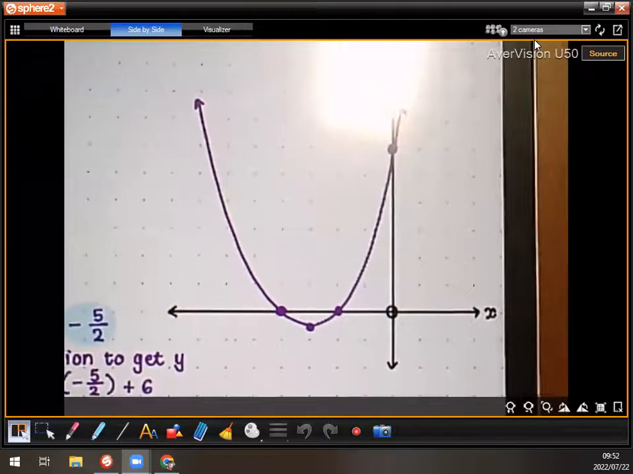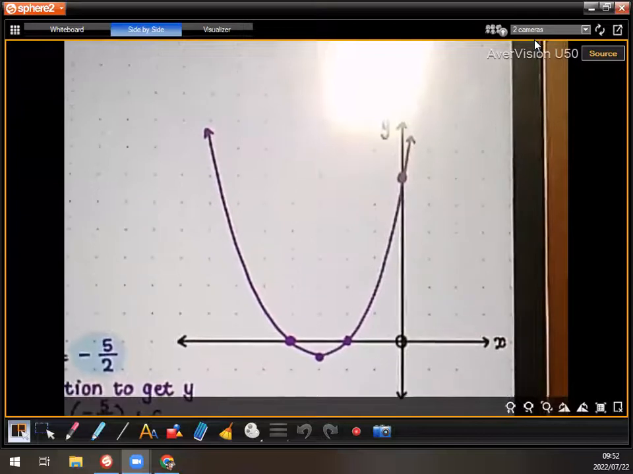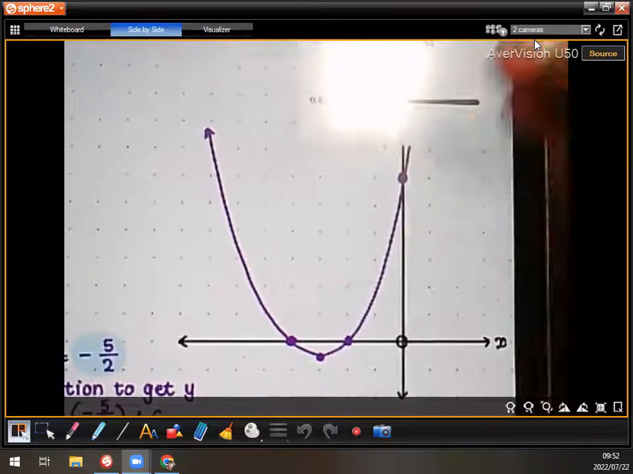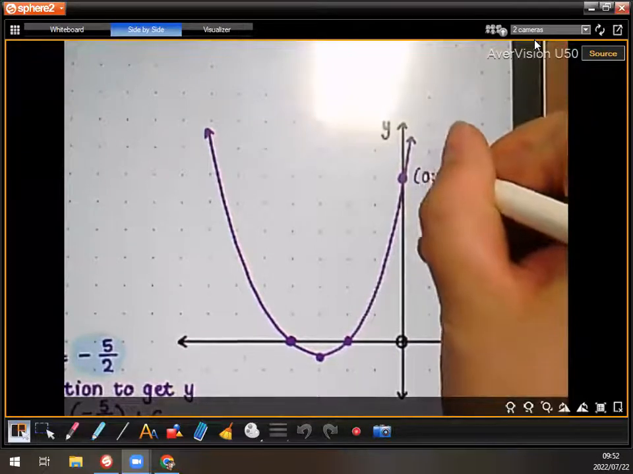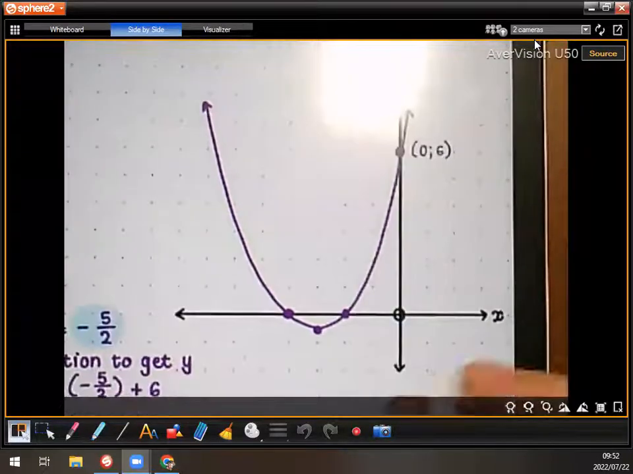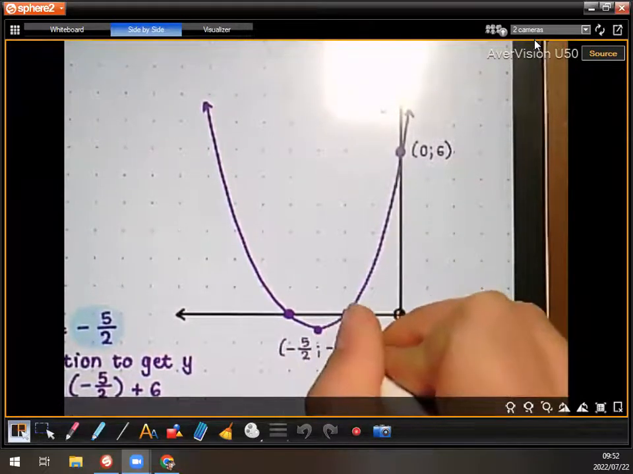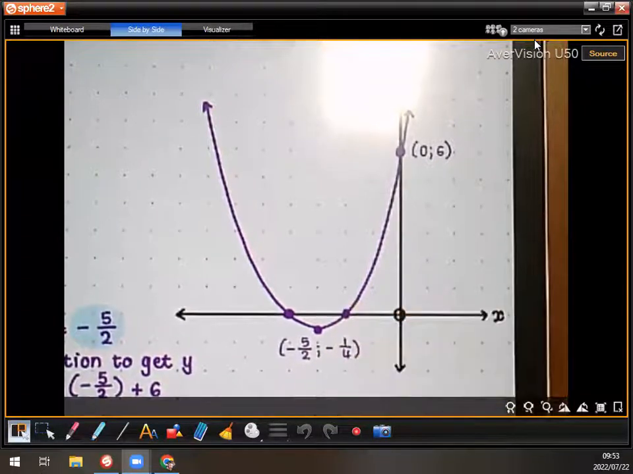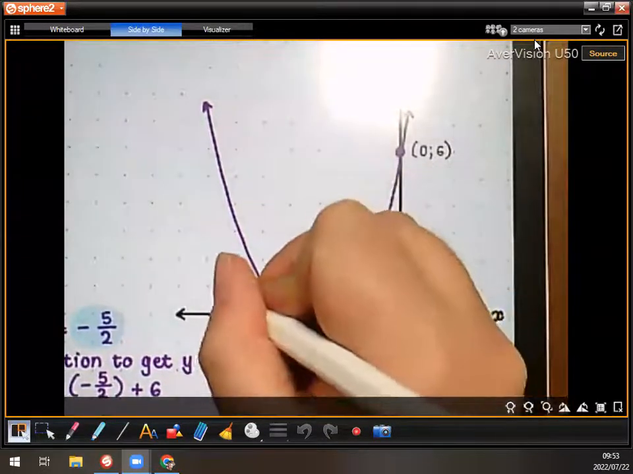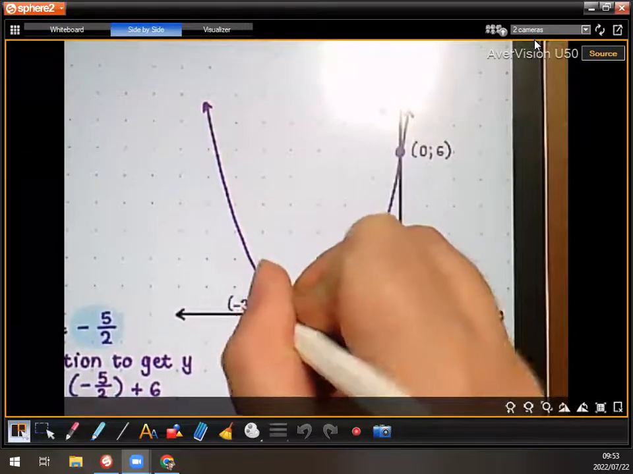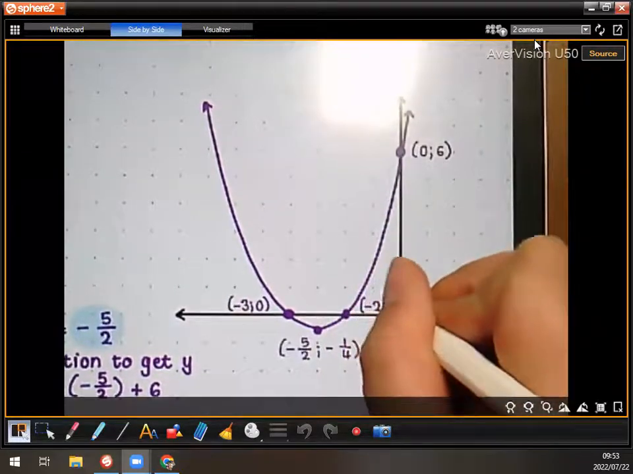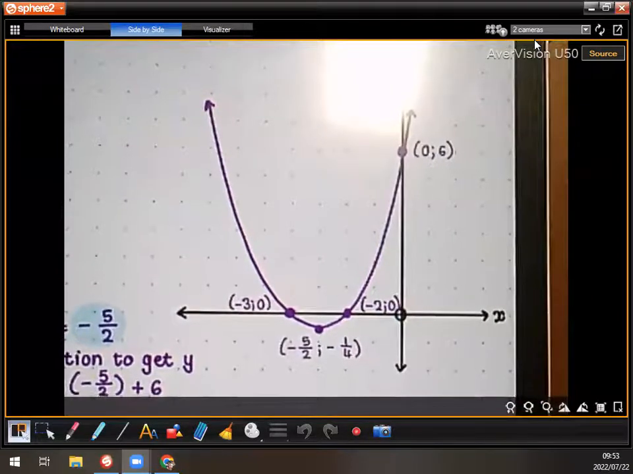Guys, just remember to label all your points. So this is 0, 6, turning point, and then your two x-intercepts, negative 3, 0, and negative 2, 0. Okay, are there any questions about drawing that graph and calculating any of the points? Are you guys okay with that?